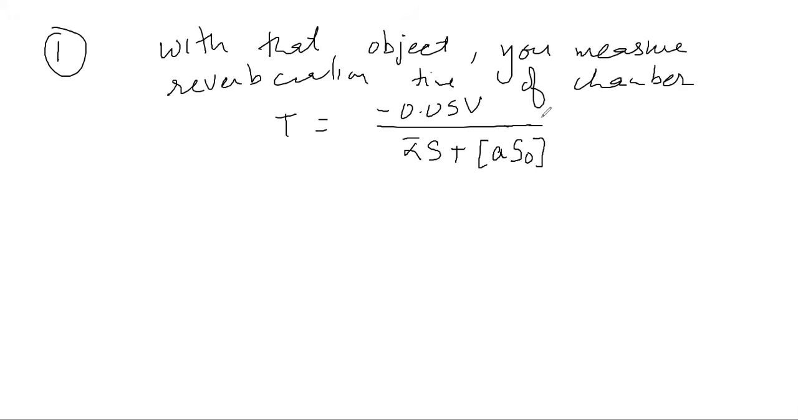Now in the second step, you take out this object from your chamber. You remove this object from your chamber. And then you start opening a window in that chamber till the time your reverberation time becomes equal to this number over here.